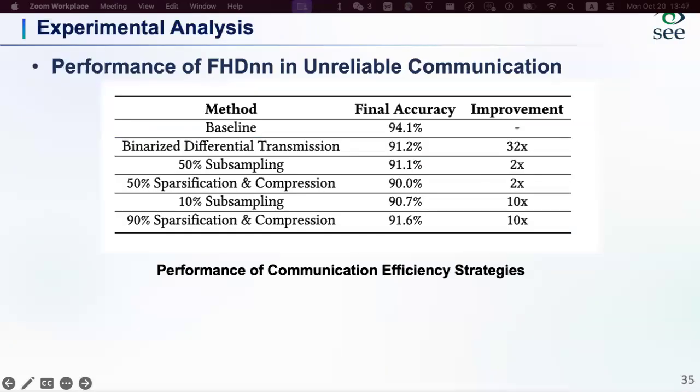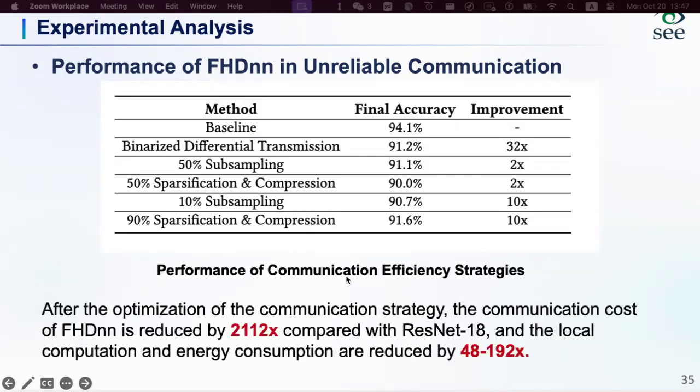To evaluate the communication strategy, we also tested the change in final accuracy compared with the original baseline. As shown in the table, the final accuracy of the baseline model is 94%, and the final accuracy of the binary difference transfer summation is 91%. However, it offers a 32 times improvement in communication efficiency, making it highly effective in reducing the communication overhead with minimal loss of accuracy. So this result indicates that the strategy we designed to enhance communication efficiency is highly effective and has a very limited impact on the model performance.